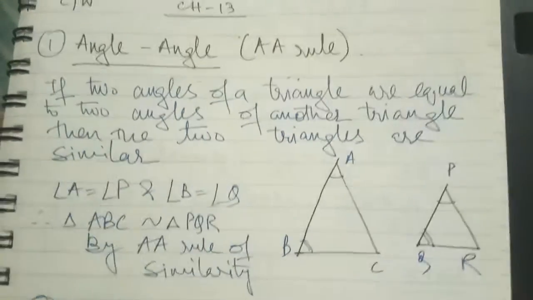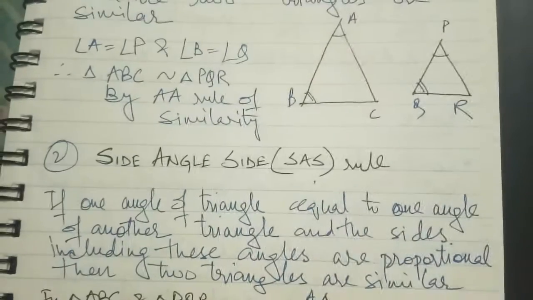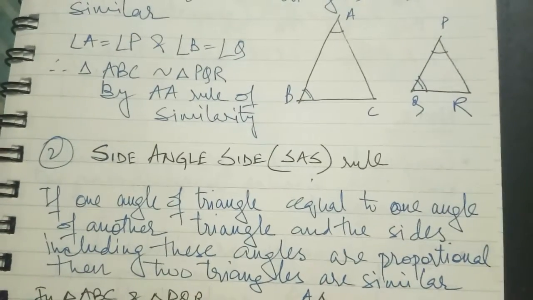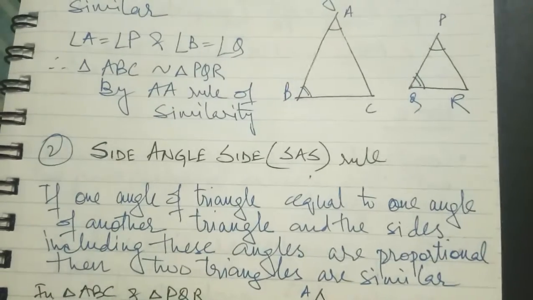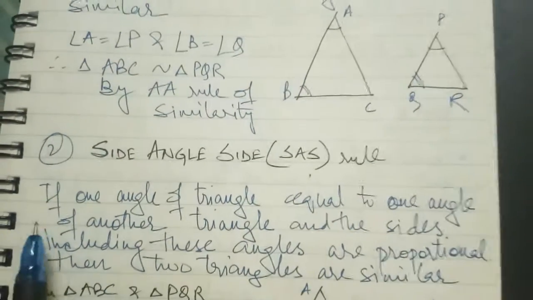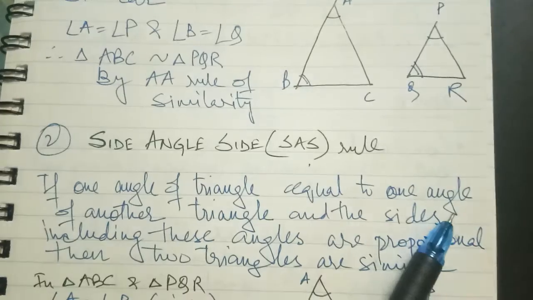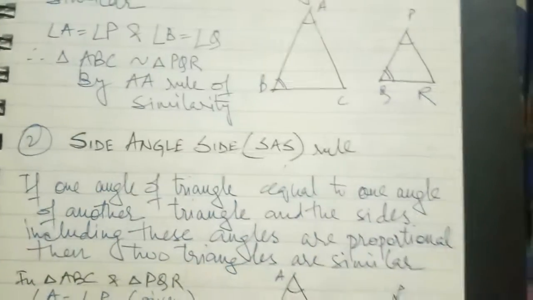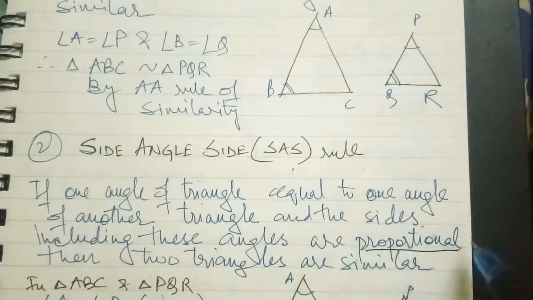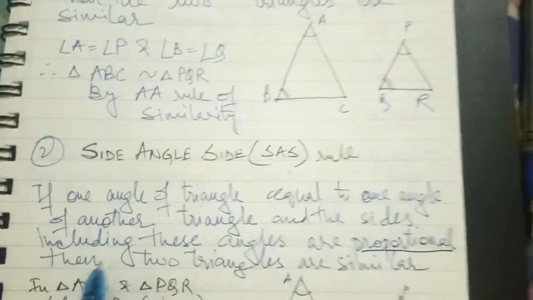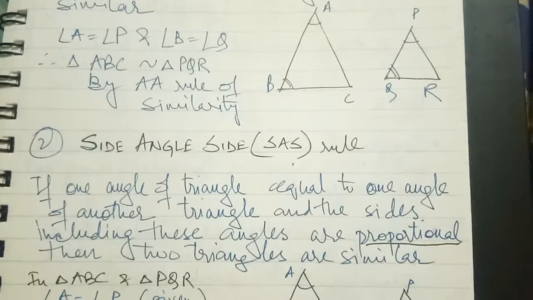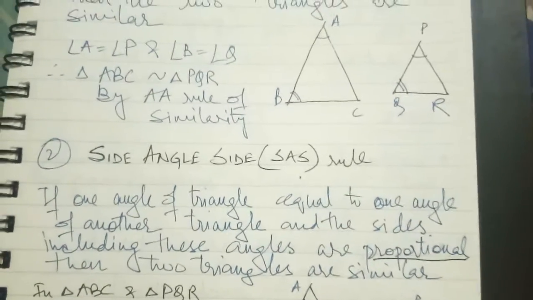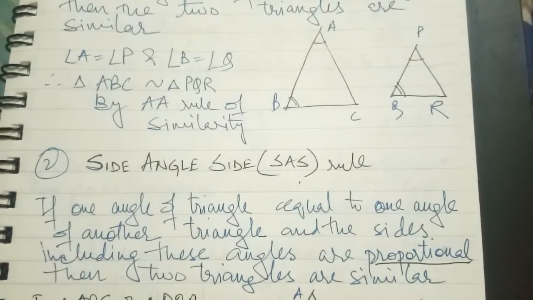Next rule is side angle side. You have done this in congruency also, but that time you proved congruency of triangles, but here we prove similarity. See what is given. If one angle of a triangle is equal to one angle of another triangle and the sides including these angles are proportional, keep this in mind, proportional, then the two triangles are similar. The sides are not equal, but proportional. Ratio and proportion you have done, that is where the term came from.